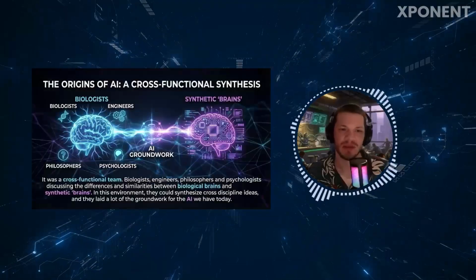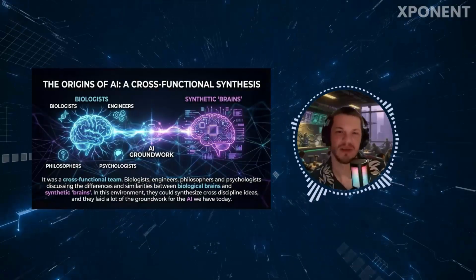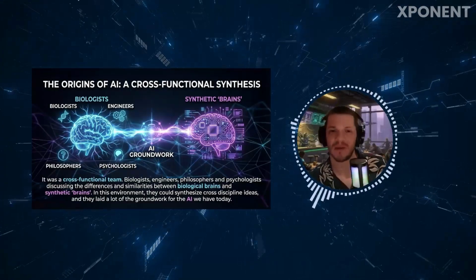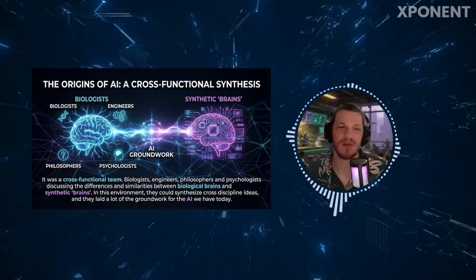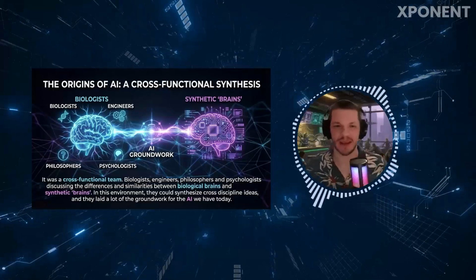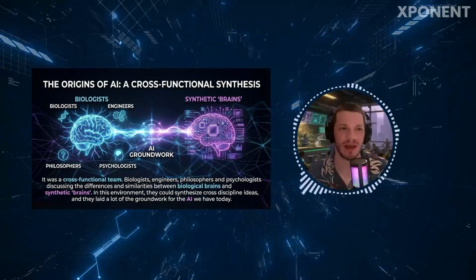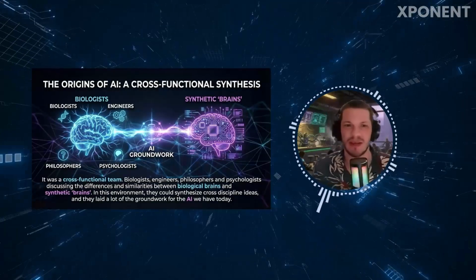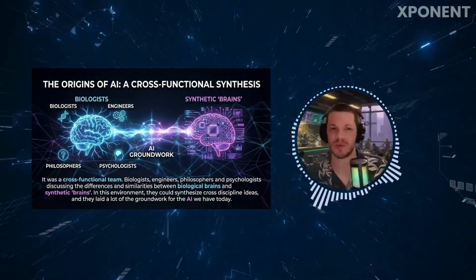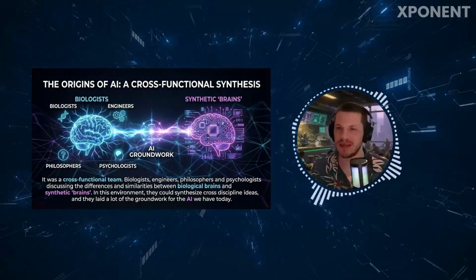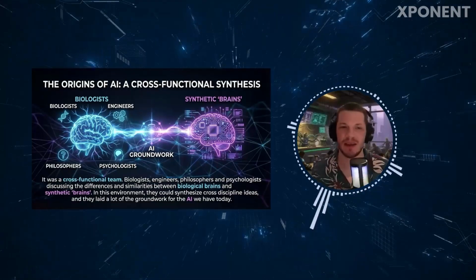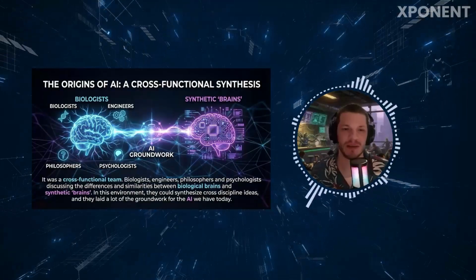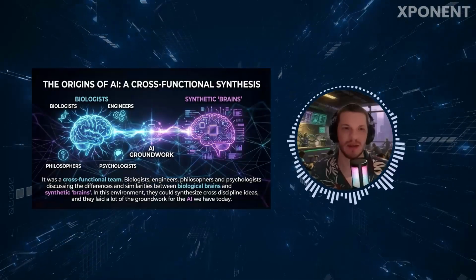And this was a cross-functional team. It was biologists, engineers, philosophers, psychologists, all discussing the differences and similarities between biological and synthetic brains. And in this environment, they could synthesize cross-discipline ideas, and they laid a lot of the groundwork for modern AI. Now I'm going to show you some analog cybernetic systems starting from around the late 1940s. They're relatively simple machines. You'll notice that the intelligence and lifelike behavior doesn't necessarily need massive data sets or a lot of code. They can emerge just from the physical architecture of the feedback loops.